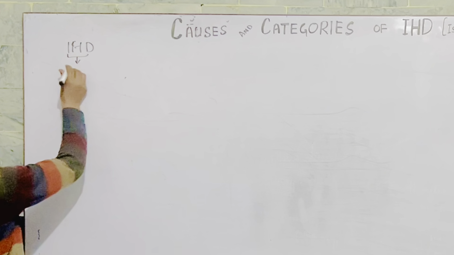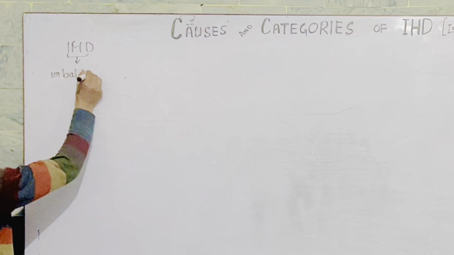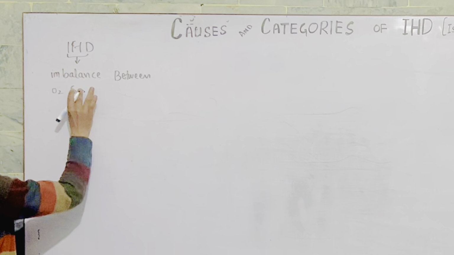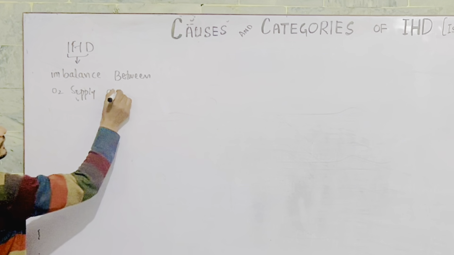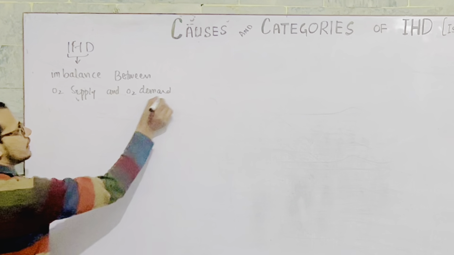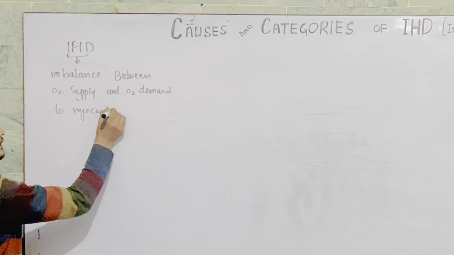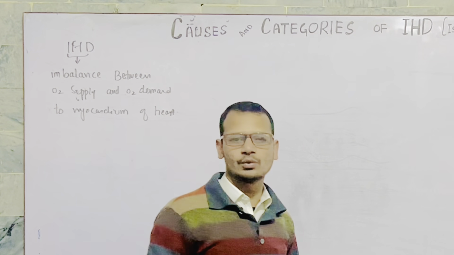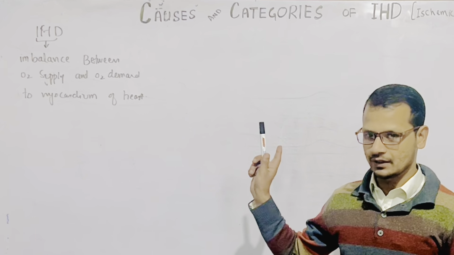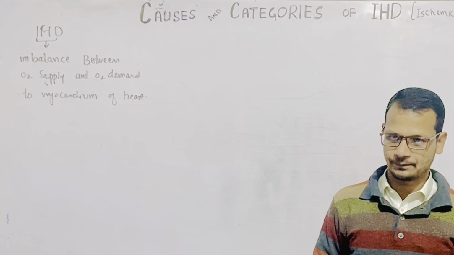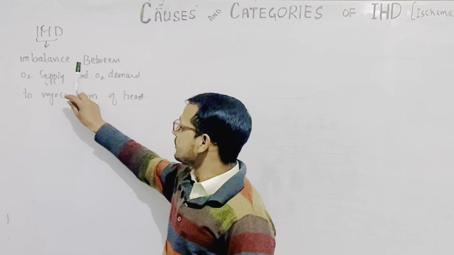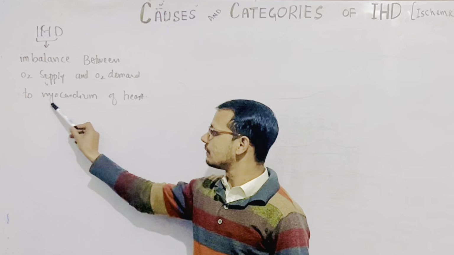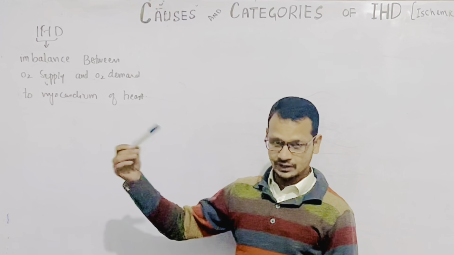Ischemic heart disease is the imbalance between oxygen supply and oxygen demand to the myocardium of the heart. After all this discussion, we will discuss the effect on ECG in IHD, and that will cover the abnormalities of ECG. But for now, ischemic heart disease is the pathological condition in which an imbalance occurs between the oxygen supply and oxygen demand of the myocardium. We have already discussed this in the previous lecture.